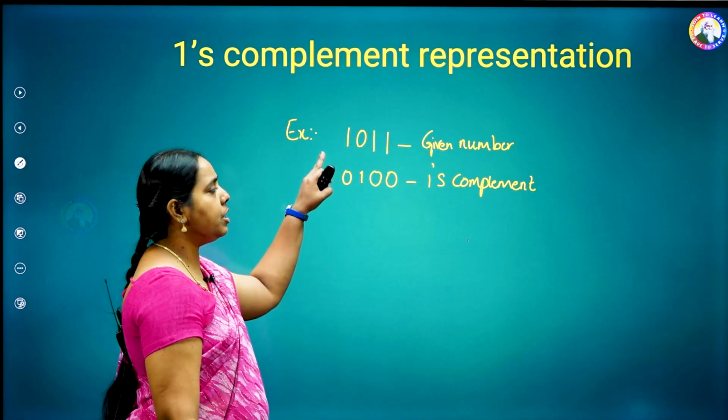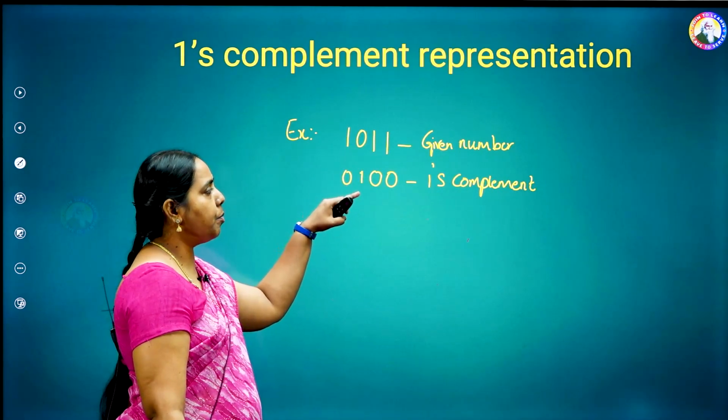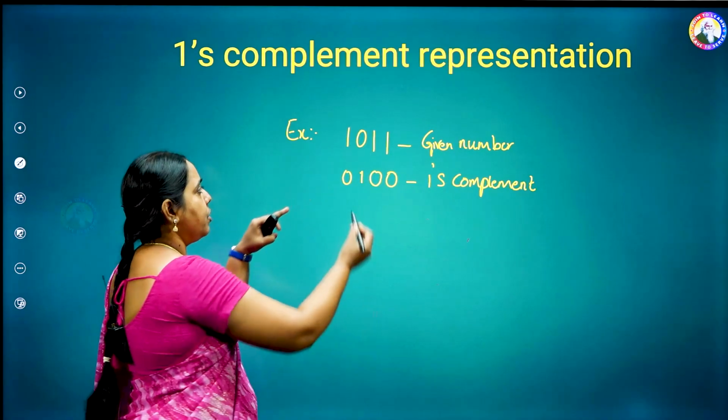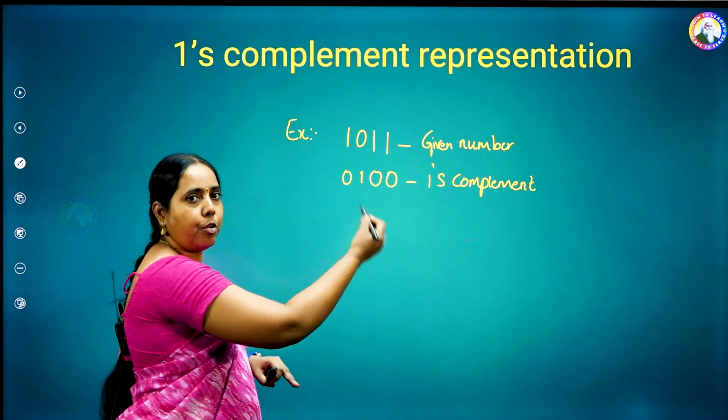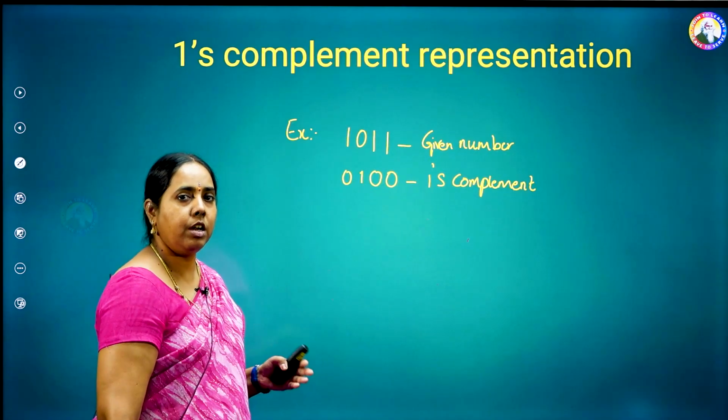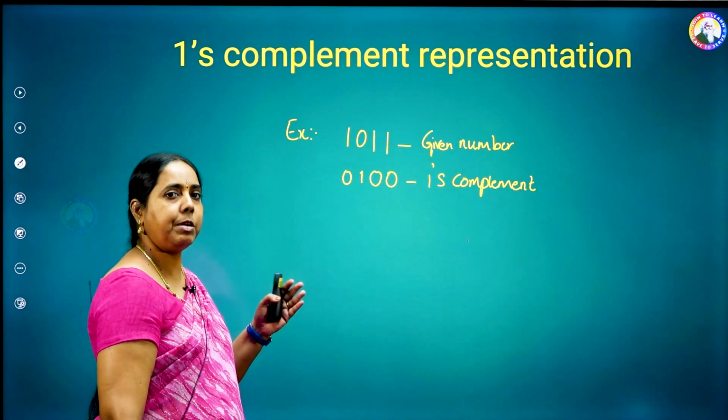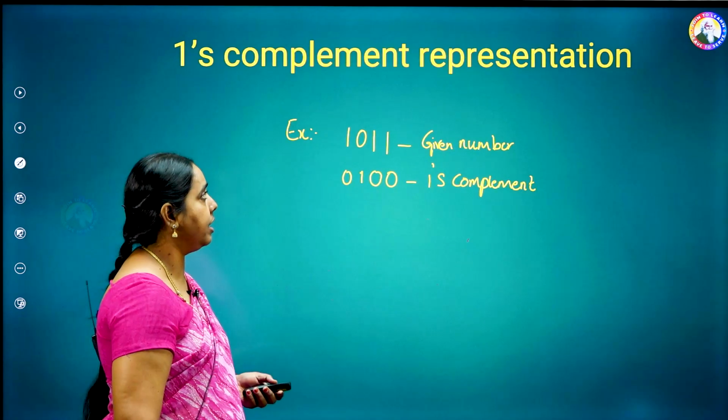So the given number is 1011. Ones complement is inverting the given number, so we invert 1 to 0 and 0 to 1. That process of inverting the given binary number is called ones complement representation.